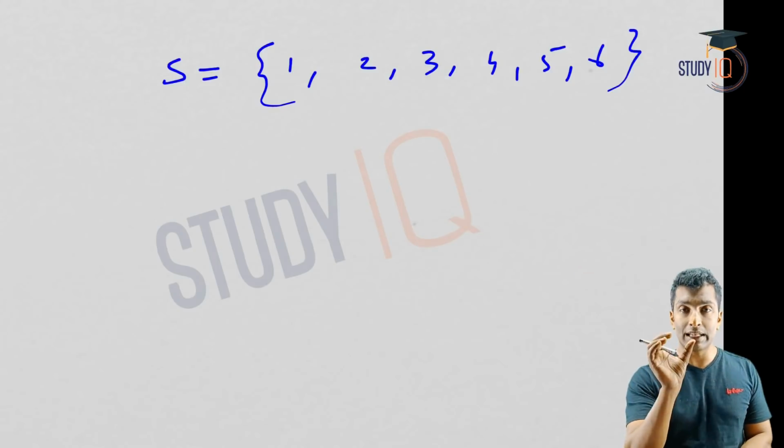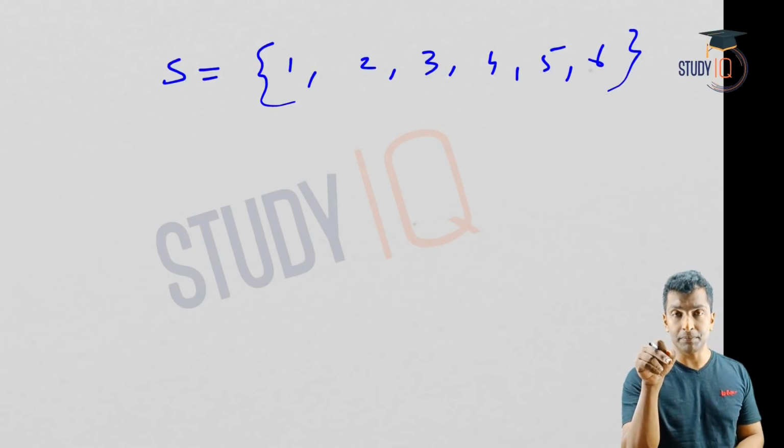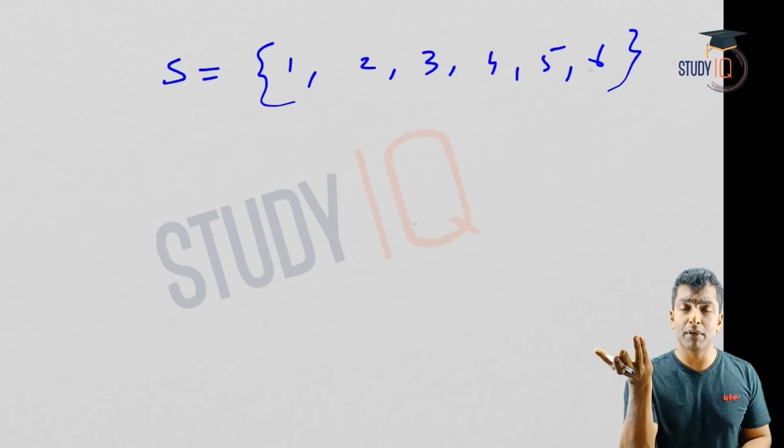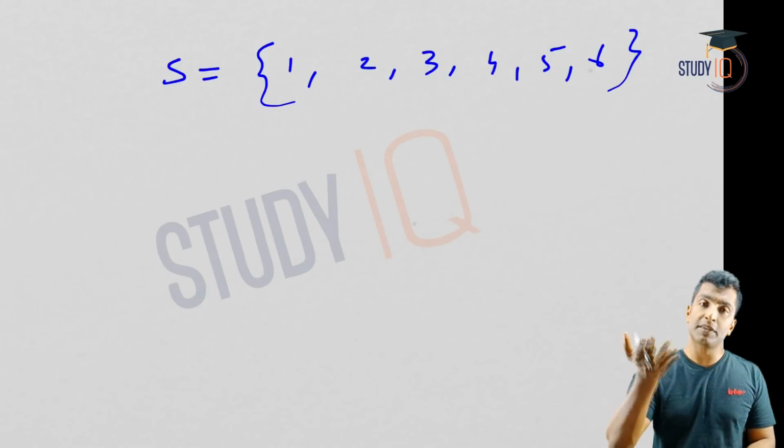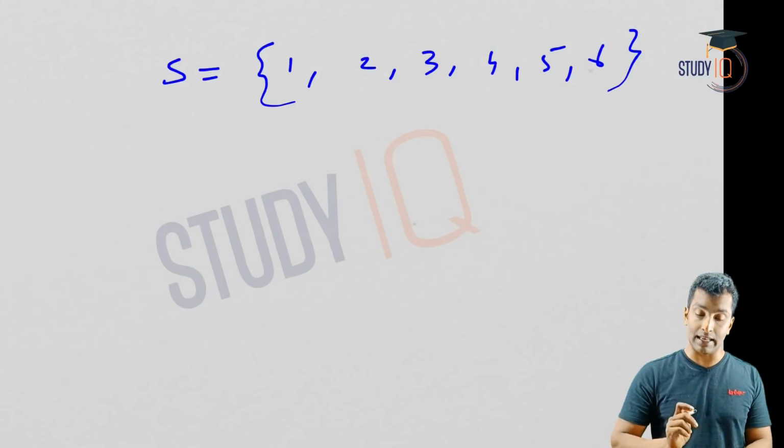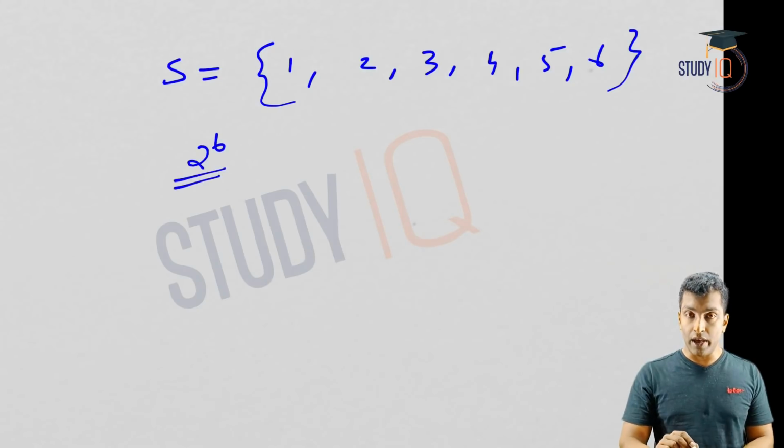So since you can see 6 elementary events here, what is the total number of subsets possible? The total number of subsets possible is 2 raised to 6, which is nothing but the total number of events possible in this case. That is, when you're rolling a die, there are 2 raised to 6 events possible. What is this 2 raised to 6? This is nothing but the cardinality of the power set.